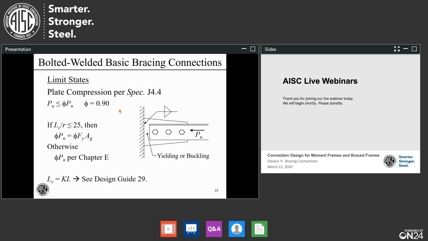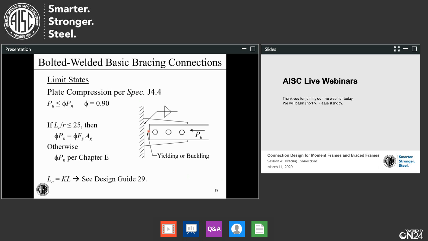Plate compression, mentioned that briefly. So let's talk about that for a little bit here. Say we have a case like shown on the right, the brace is in compression. So we have yielding or buckling in this region of the plate over here.